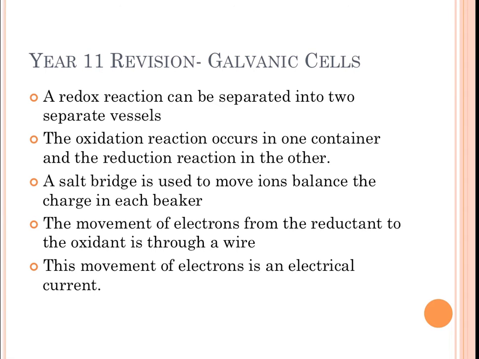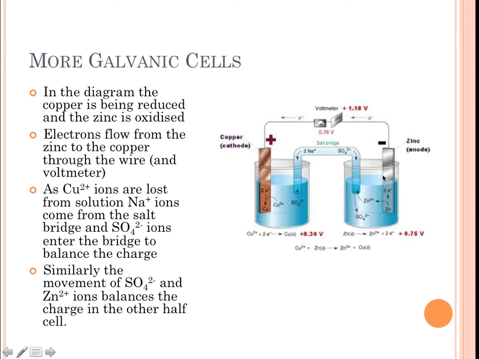So, hopefully you touched on this in Year 11, galvanic cells, where we can separate a redox reaction into two separate vessels. The oxidation reaction occurs in one container and the reduction in the other. And you have a salt bridge to make sure that the ions can be moved, which completes the circuit and also balances the charge in each beaker. We've then got our external circuit, which allows the movement of electrons. Okay, and that movement of electrons is an electrical current. So this would be our galvanic cell.